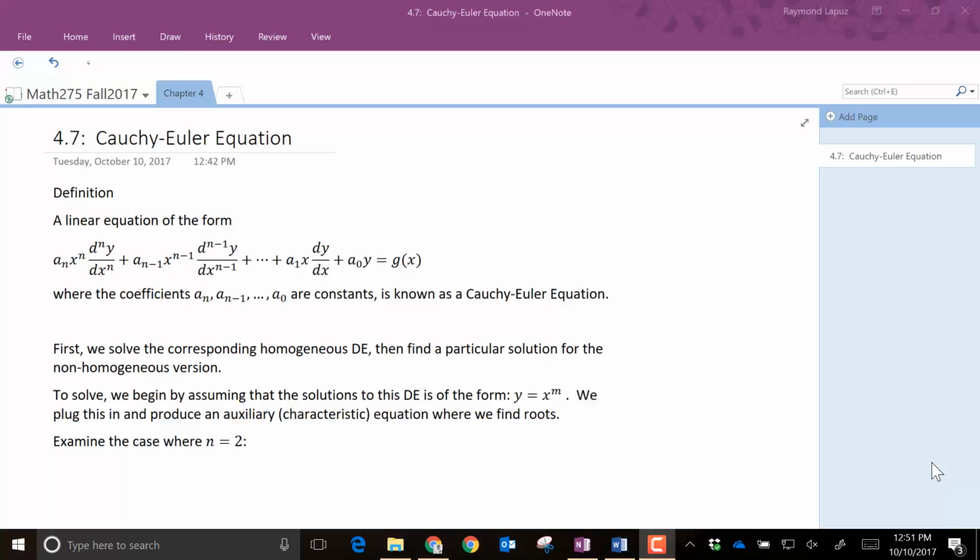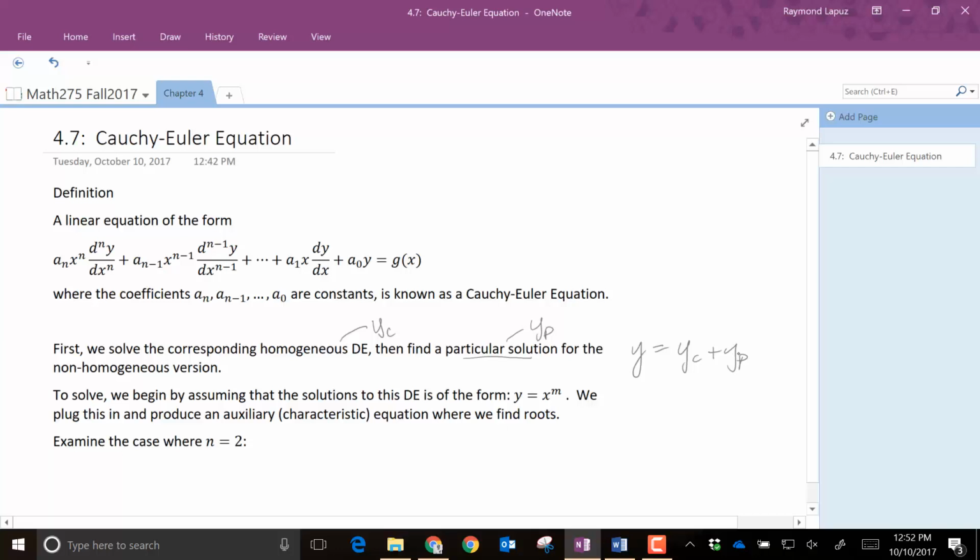Just like before with any higher order differential equation, we're going to solve this by first looking for the homogeneous portion, and then we'll find a particular solution and pair them up. If you remember, we often referred to the homogeneous portion as y sub c, and a particular solution is y sub p. So your solution will be y sub c plus y sub p.